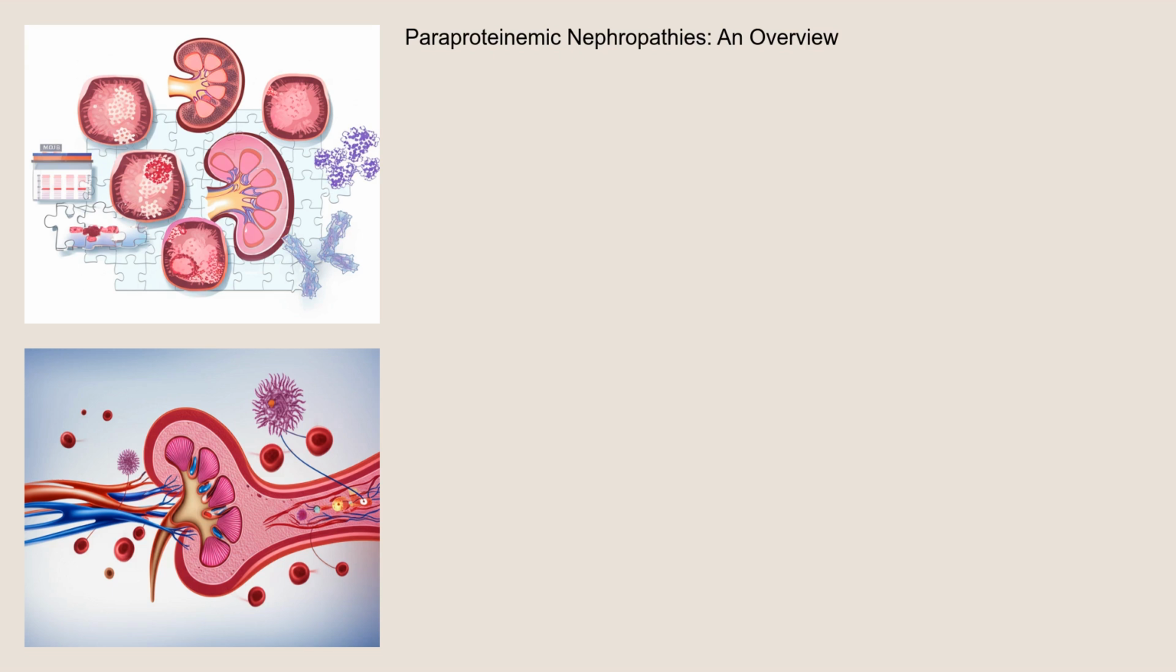Paraproteinemic nephropathies are relatively uncommon, but their prevalence is increasing as the population ages and diagnostic methods improve. Monoclonal gammopathy of undetermined significance, or MGUS, the most common precursor condition, affects about 3% of people over the age of 50. While not all individuals with MGUS develop kidney disease, it increases the risk. Multiple myeloma, another major cause, accounts for a significant proportion of cases. The exact epidemiology is difficult to pinpoint because many cases are likely underdiagnosed or misdiagnosed, especially in the early stages.